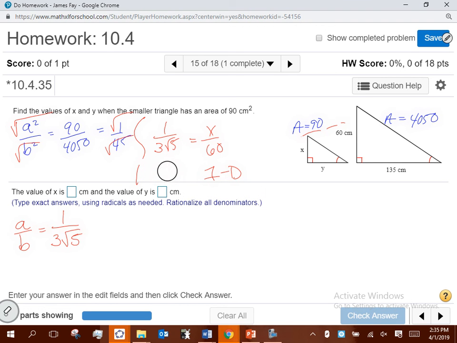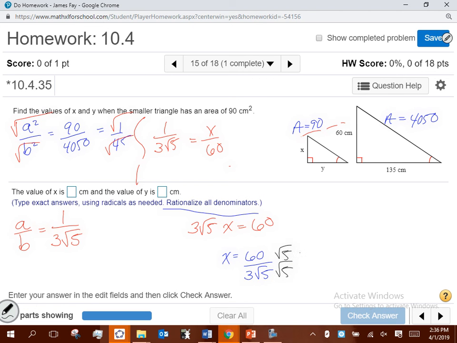Okay. Now, I cross multiply. So I get 3 radical 5 times x equals 60. What do I divide both sides by to isolate x? 3 radical 5. So I get something like that. Now, if we look at this, it says rationalize all denominators. That means make all denominators rational numbers. This denominator is an irrational number right now. How do I make that rational? Multiply by radical 5 over radical 5, right?